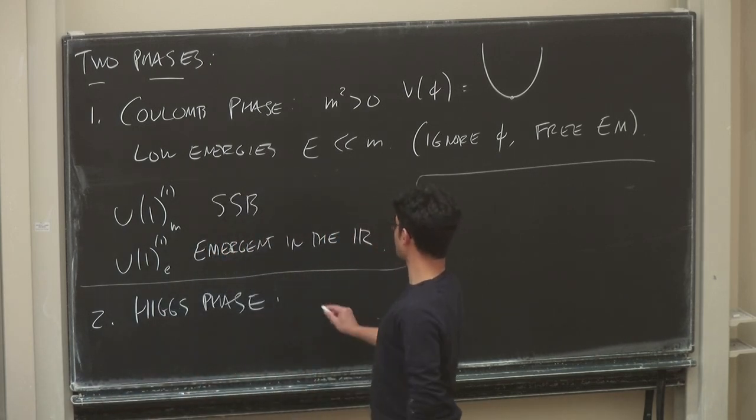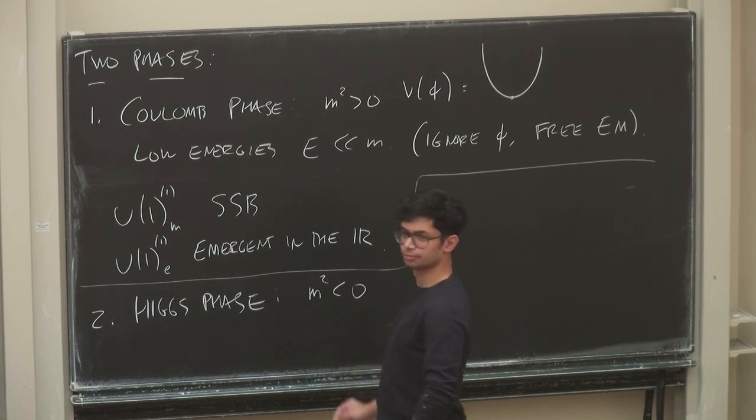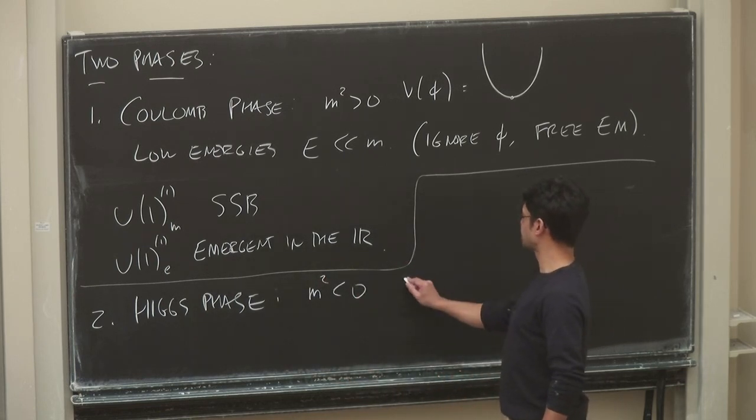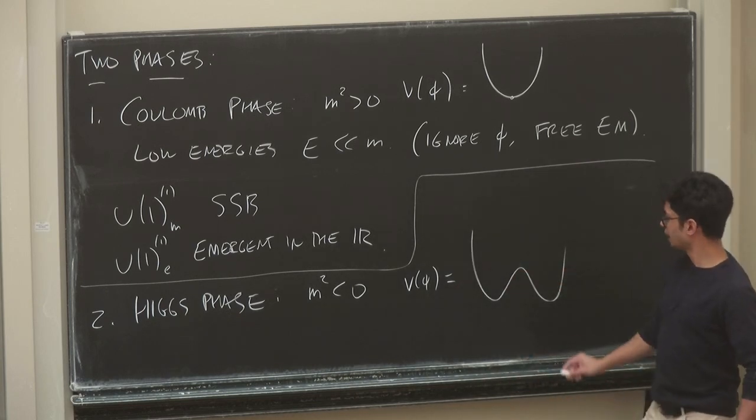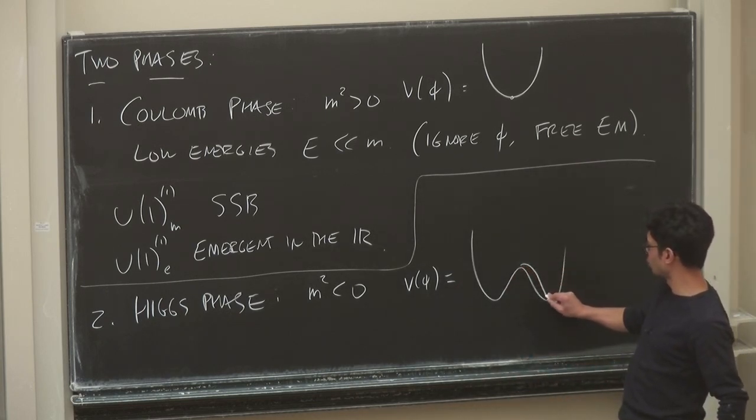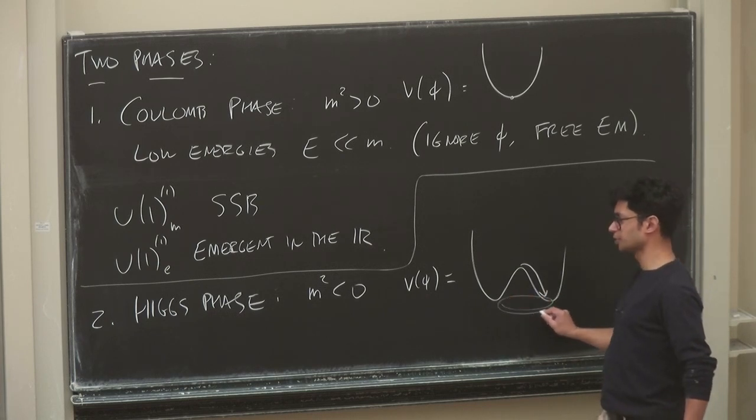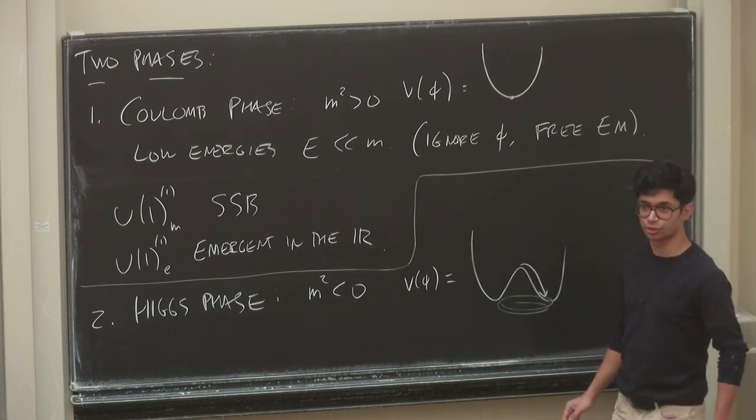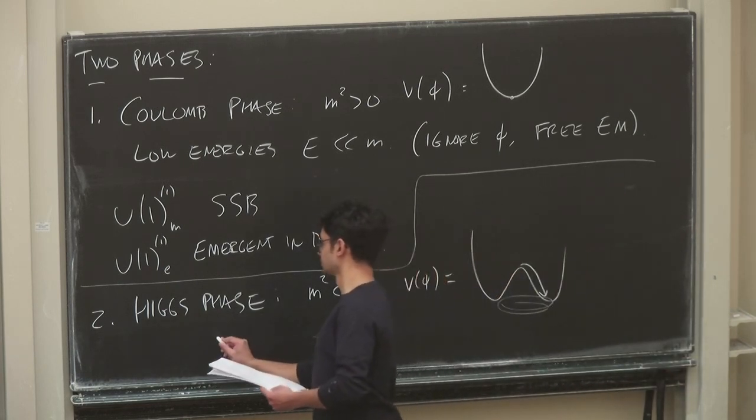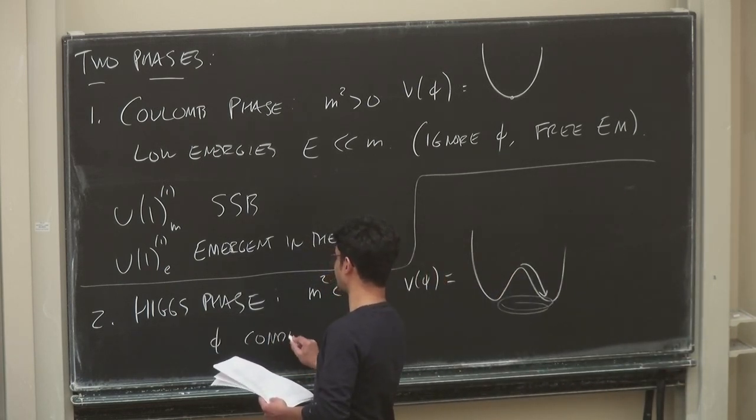In the Higgs phase, we now take m squared to be less than 0, right? So my potential now looks like this. And my scalar field is going to roll down here and sit at the bottom of this potential. In other words, my gauge charged scalar field is going to condense. And this is a very different phase.